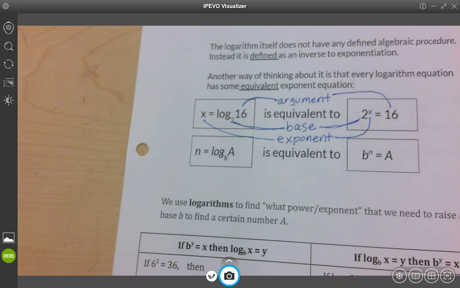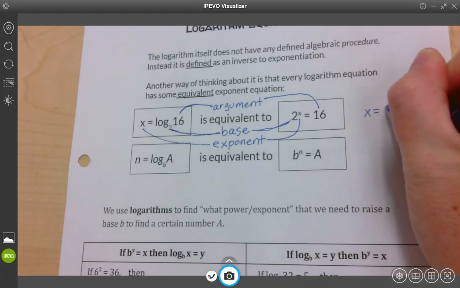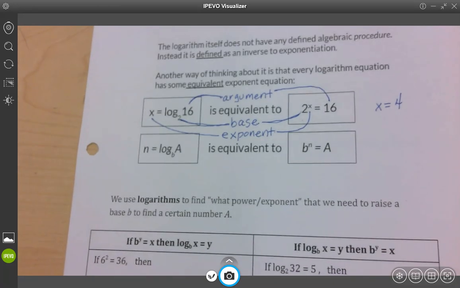What would the answer to that be? I heard 4. Anybody want to agree with 4? Give a different answer. You agree? Yeah? 2 to the 4 is 2 times 2 times 2 times 2, right? And that would give you 16. So on the side here, we can say, oh, well, that means x equals 4. But that's not really even what we're doing here. But it's good when you can figure those things out.